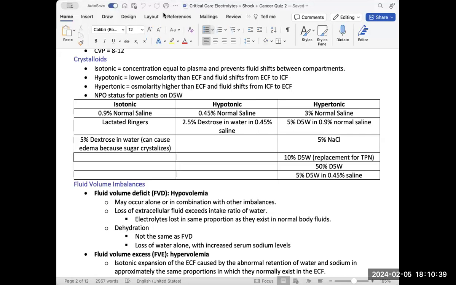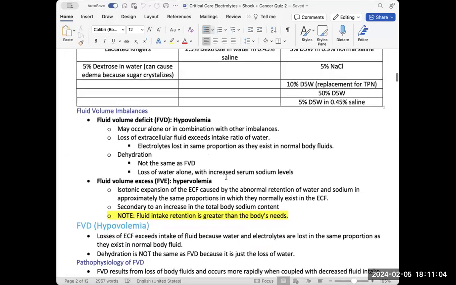When we're talking about hyponatremia, for examples, I just think of anything larger than isotonic. So 3% normal saline, 5% D5W, 5% normal saline, 10% D5W, anything just larger than isotonic. That's my reference that I use when I look at how do I know which fluid is which.